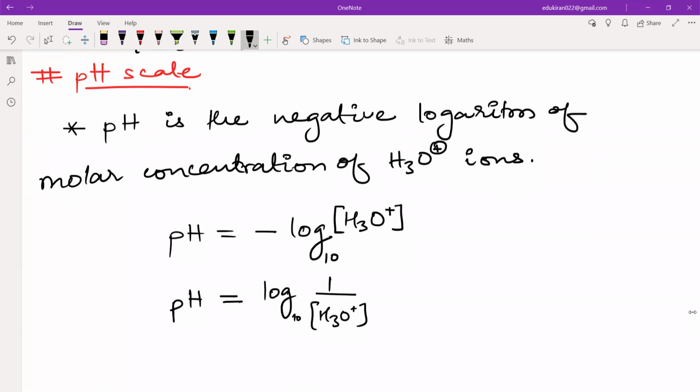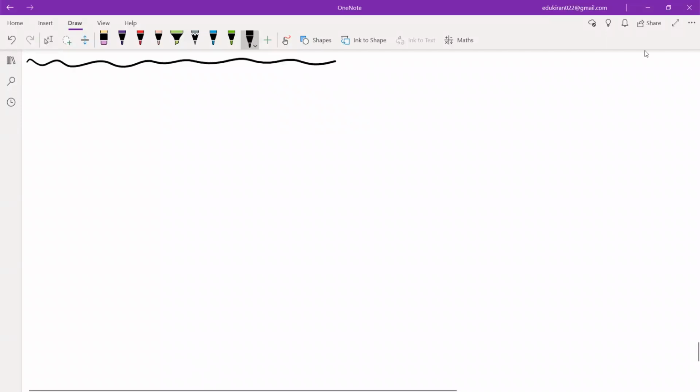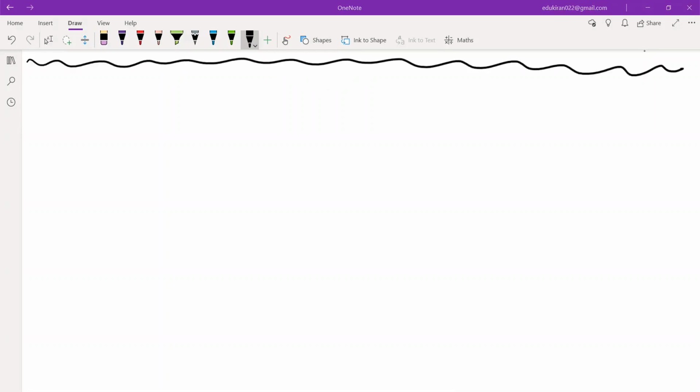Can I move? Yes or no? Yes, sir. Okay, fine. I have to teach you log, since you don't know log. If there is someone who knows log and wants to leave right now, you are free to leave, because I'm not going to teach you chemistry. I'm going to teach you log.